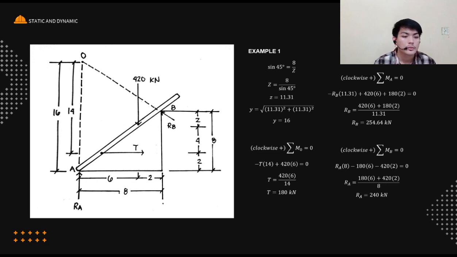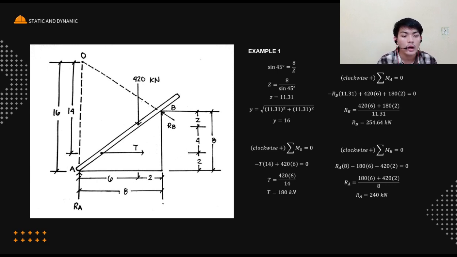254.64 kilonewtons. Up next, we have our clockwise positive summation of moments at B equal to 0. So our RA has a moment arm of 6 plus 2, which equals 8. Then our tension force, which is now negative, is 180 multiplied by 6, its moment arm, minus 420, which is our rod, with its moment arm of 2, equal to 0.